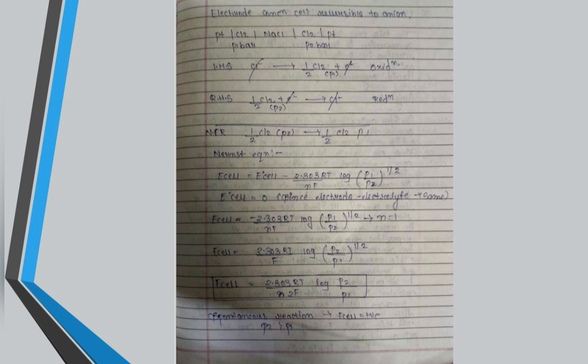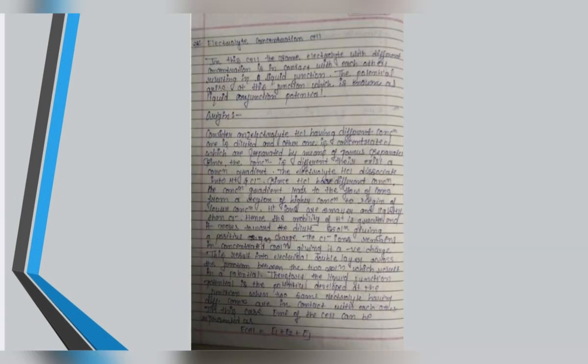Now we go into the next part, and that is the electrolyte concentration cell. In this cell, the same electrolyte with different concentrations is in contact with each other, resulting in a liquid junction, because if the concentration is different, the speed of mobility is going to be different. As a result of that, a potential is going to be developed, and that potential is called the liquid junction potential.